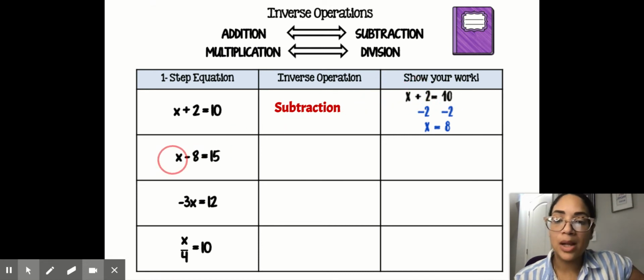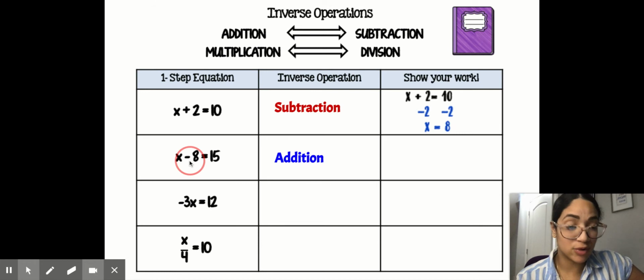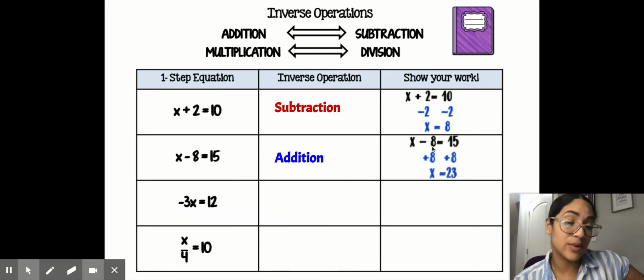Second example, I have x minus 8 equals 15. I'm subtracting 8, so what is the inverse? What is the opposite? How can I undo this? The inverse of subtracting 8 is addition. The opposite of subtracting 8 would be to add 8 on both sides. So I added 8 on both sides. I can bring down my x, and then 15 plus 8 is 23.